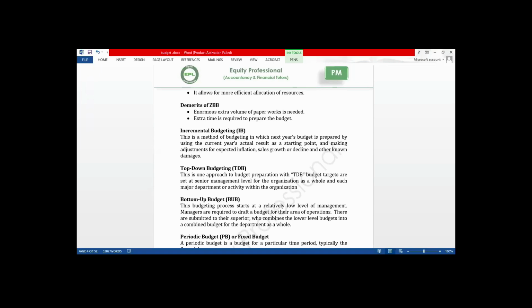You can talk of incremental budgeting. It's a method of budgeting in which next year's budget is prepared by adding a certain percentage to the current year budget or current year actual results. If, for example, you spent 100 million last year in your budget, you can just say this year, please add 30% to it. I'm budgeting 130 million this year. That is incremental budgeting.